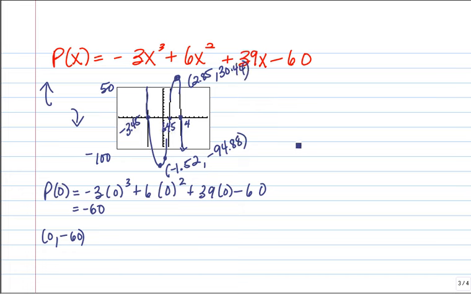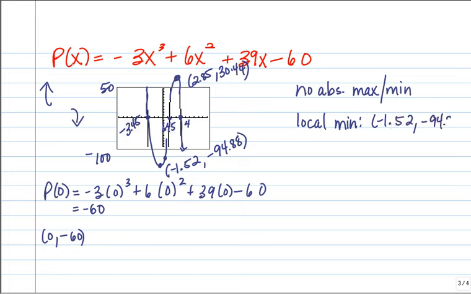Okay, so let's see if we can get a feel for everything that we need to know now. We were asked to find out what are the absolute max or min. Well, there are no absolute max or min because it's an odd degree function, right? What about the local min? The local min is negative 1.52, negative 94.88. The local max is 2.85, 30.44.